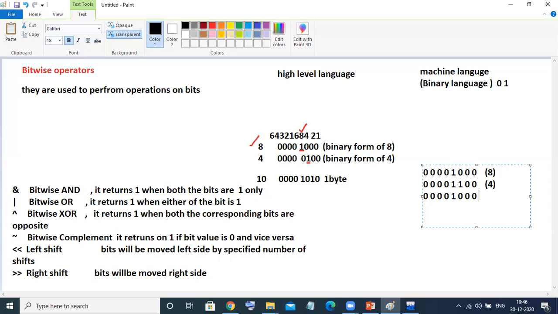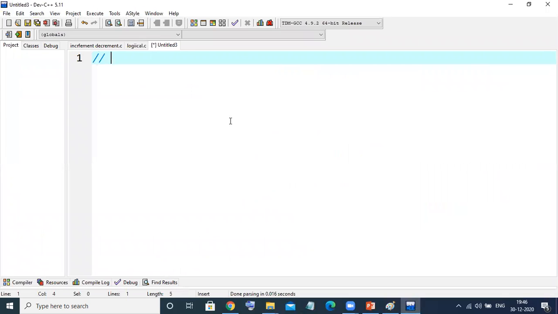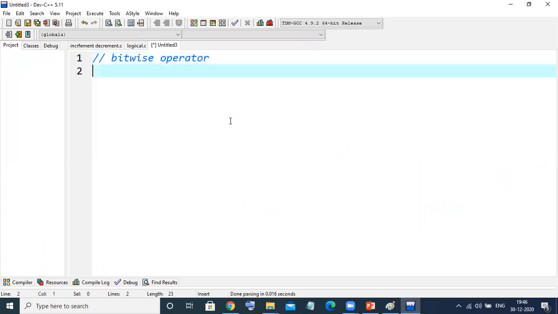Okay, so this is the result of 8 and 4. Let us do one short exercise using a program and try to find out the solution. Bitwise operator. In the bitwise operator, we are seeing logical and first. I'll not write it here, because I will do all of this in the same program.